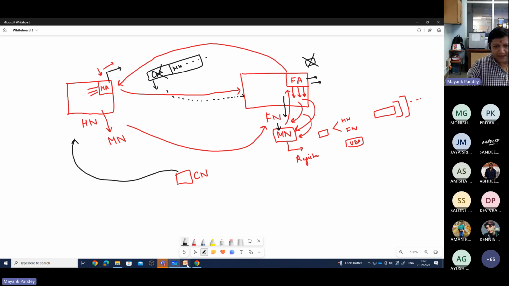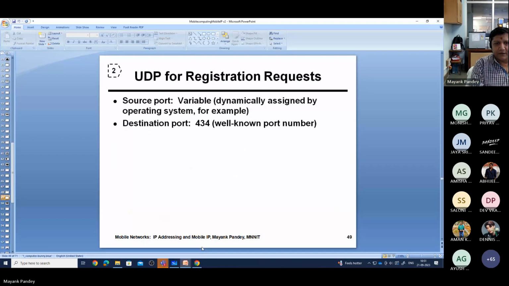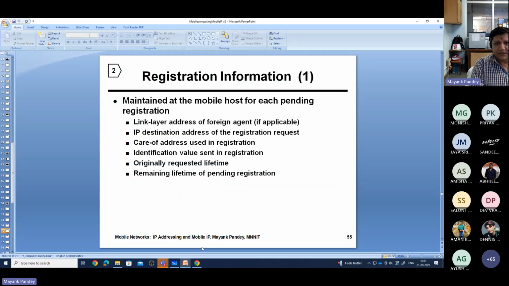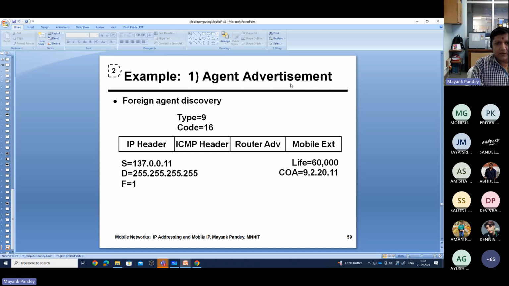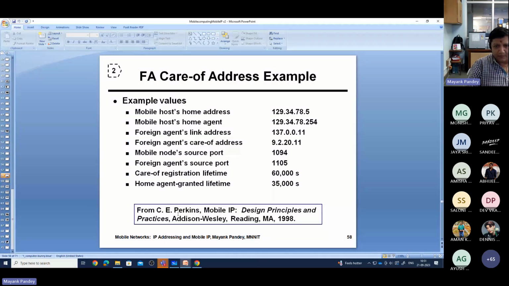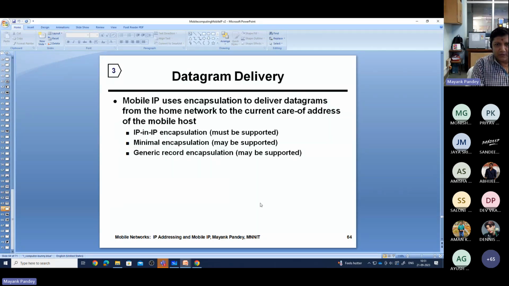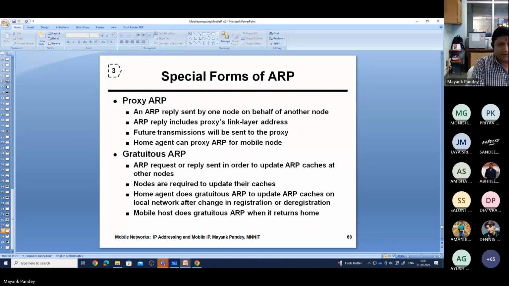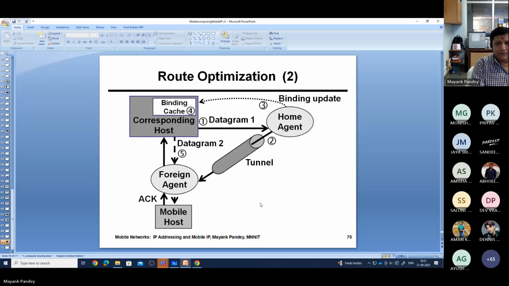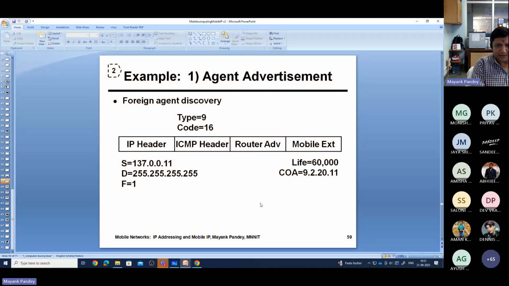If you see the slides later on, there is a detailed example given with IP addresses and everything, of registration, registration reply and everything. This is a detailed example where the foreign agent is the care of address. I've taken this example from the Perkins book. You can see how the packets are going to be forwarded, how the datagram delivery happens. So this example, I suggest you see after the class, and if there are any problems, you can ask questions.